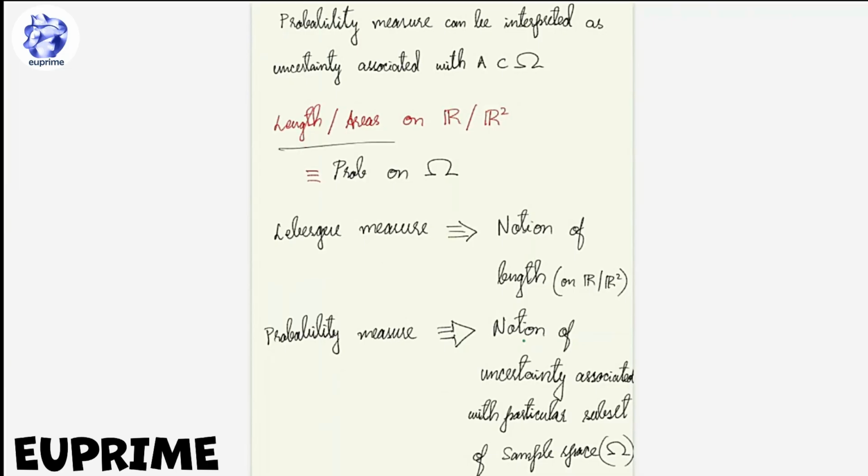And length if it is R, areas if it is R2, we represent probability on capital Omega, the set of all outcomes. Always remember this as the set of all outcomes. So Lebesgue measure is the notion of length, right? And the probability measure is the notion of uncertainty associated with a particular subset of sample space. These are terminologies that you have to get used to, so that whenever I say probability measure, we're talking about uncertainty associated with a particular subset of sample space.